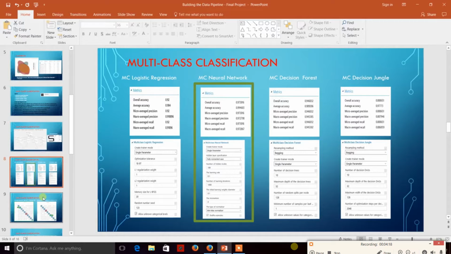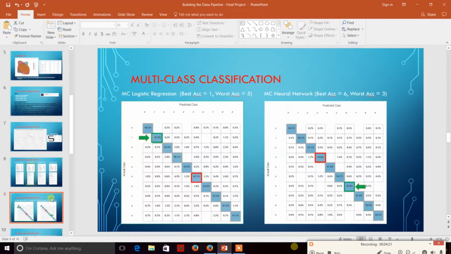Then to answer the question, for each algorithm, which is the easiest number to recognize, with the best accuracy, or the most difficult, with the worst accuracy: for multi-class logistic regression, number 1 was the easy one, with better accuracy. The worse accuracy was number 5. Sometimes here you can see number 5, the algorithm got confused and said it was number 3.